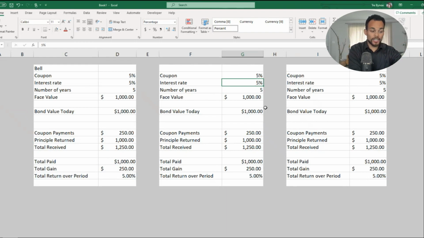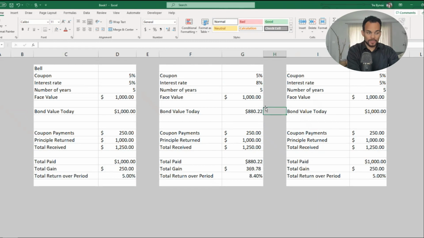Let's say interest rates go up. Let's say they go up to 8%. Notice what happens. Well, it's still 5%. The coupon payment, the interest payments, do not change.